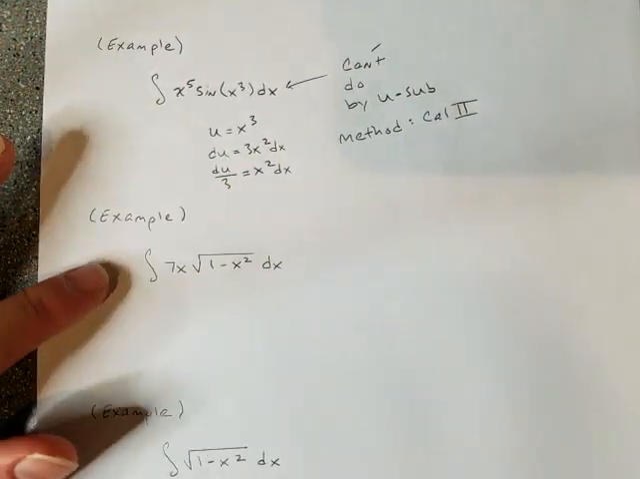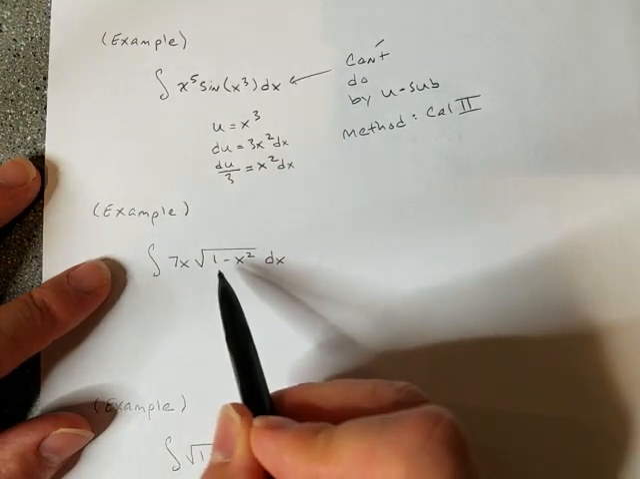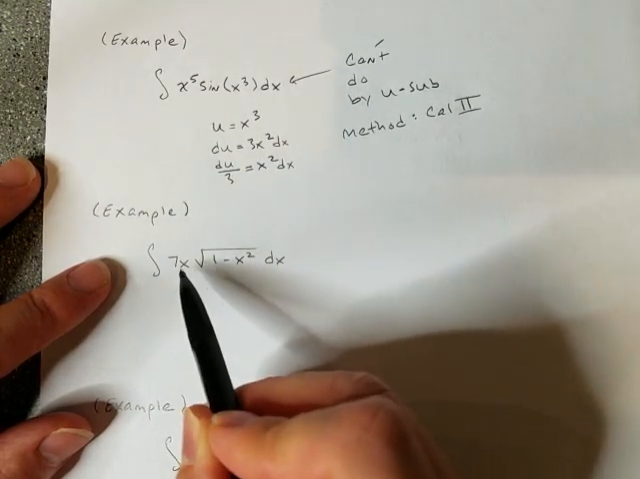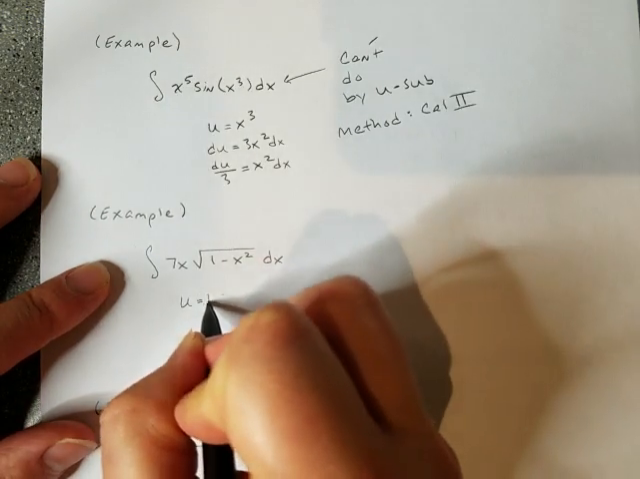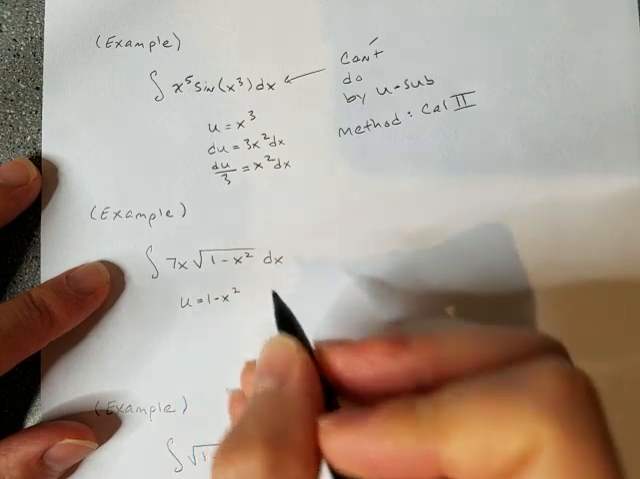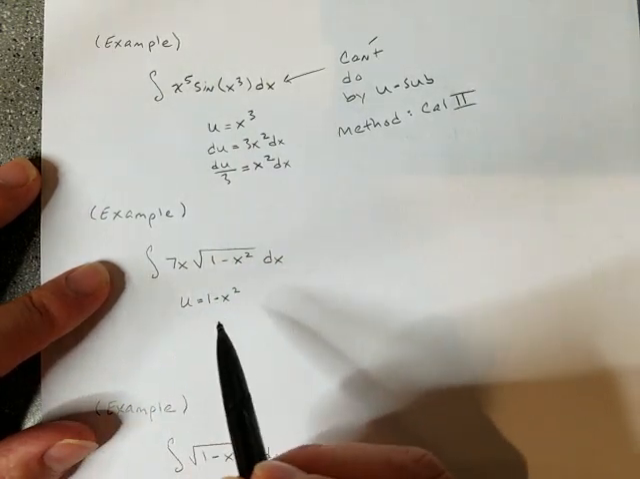What about this one? Can we do this one by u-substitution? This one I think we can. Because if I let this part be u, I can make that the du. So here's what I mean. So u is 1 minus x squared. Say that's my choice. Can that 7x dx somehow be incorporated to be the du?